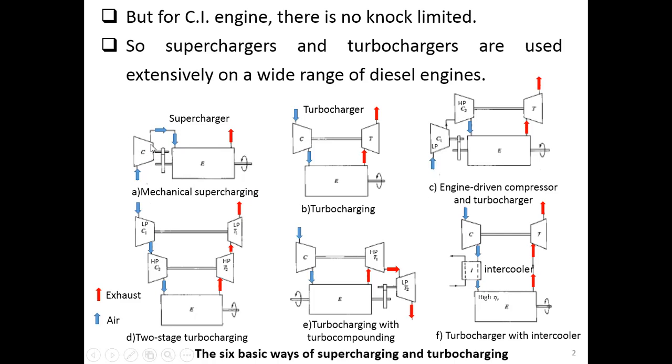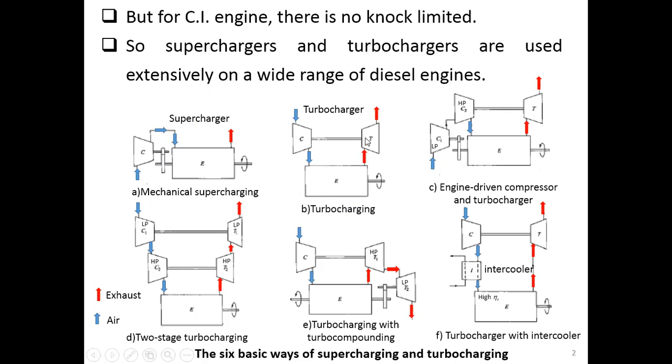So it receives the power from the engine, and this is considered to be a parasitic load on the engine. It will compress the air and send the high pressure air into the engine for combustion. So this is the first configuration, called mechanical supercharging. The second configuration is turbocharging. By the way, the first one is normally called a supercharger.